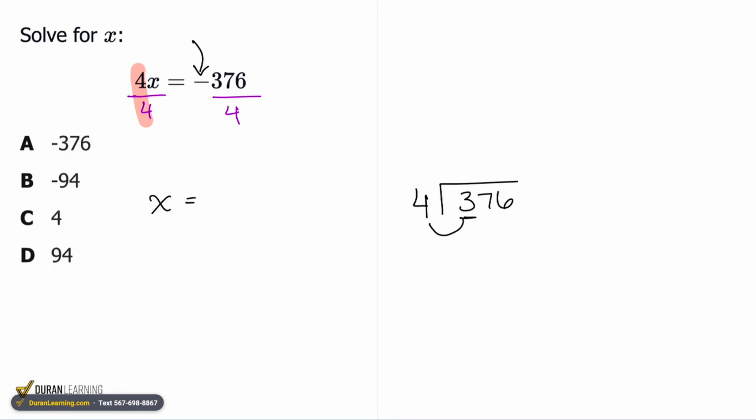So we have 4 going into 3, it doesn't. But then we ask, how many times does 4 go into 37? That's going to be 9 times, because 9 times 4 is 36. When we subtract that, we have 1 left over. And then from there, we'll drop that 6. And so then we have 4 going into 16, which would be 4 times.